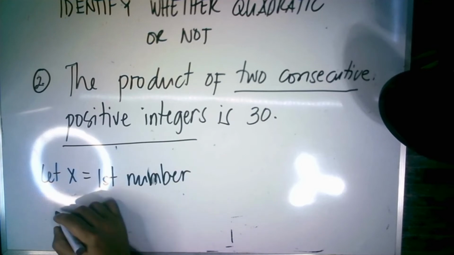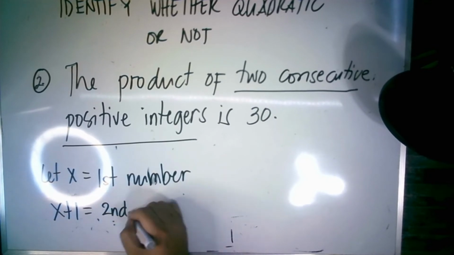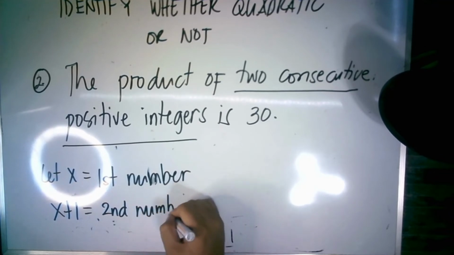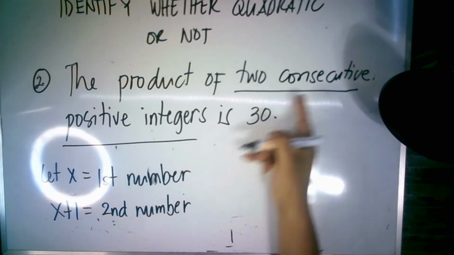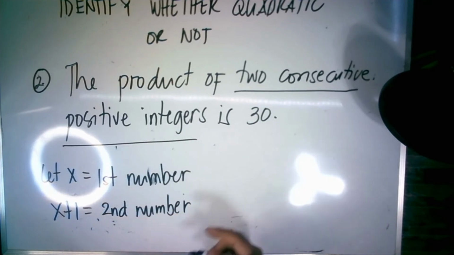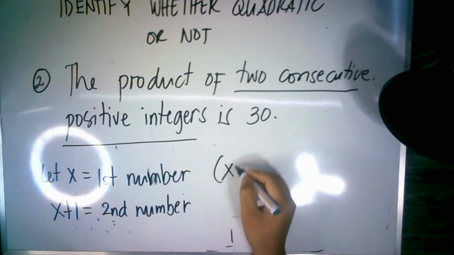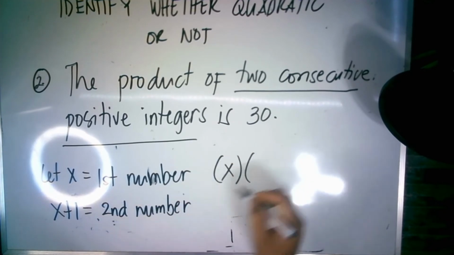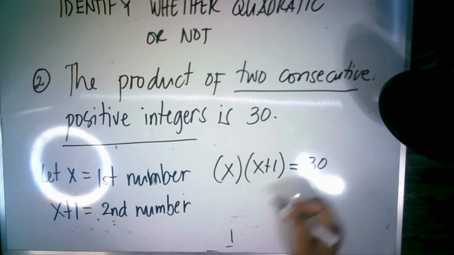And then, let x plus 1 as the second number. So, consecutive man siya. So, add 1 lang sa second number. The product of two consecutive positive integers is 30. Tingnan siya, product. Kung ang first number is x, i-multiply ni mo dito sa second number, which is x plus 1, ang answer daw niya is 30.